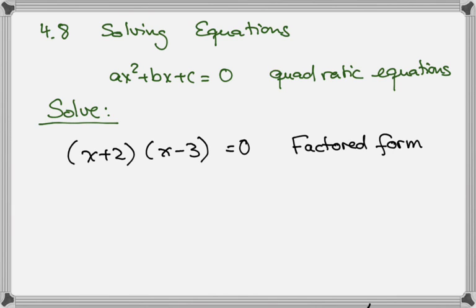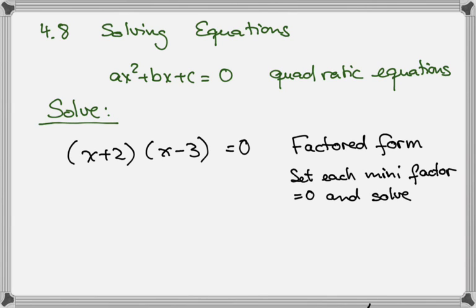You do not have to multiply here, go in circles. All you have to do is set each mini factor, as I call them, equal to 0 and solve for the variable. So by mini factor, I mean the x plus 2 is one factor. You set that equal to 0. And x minus 3 is another factor, and you set that equal to 0 as well. So these are your two mini factors, and now you solve for x.